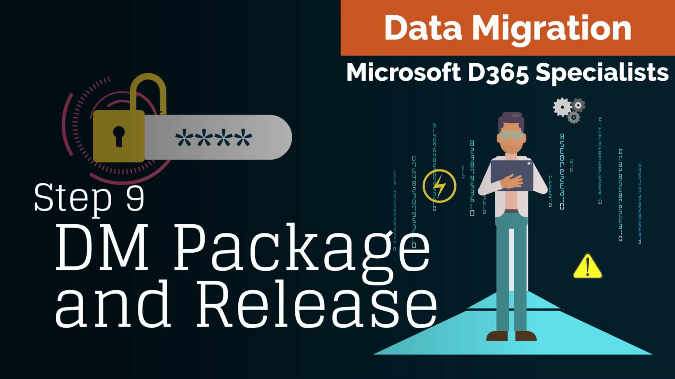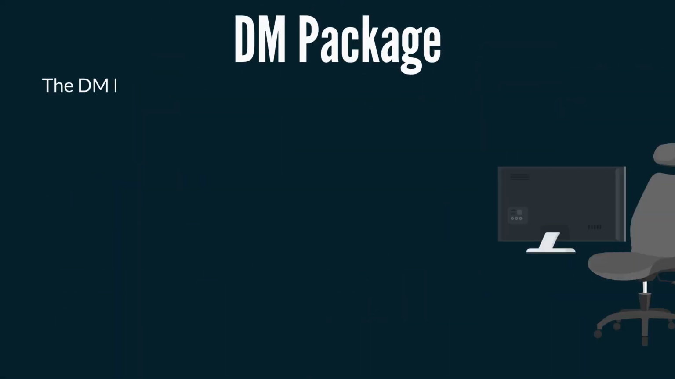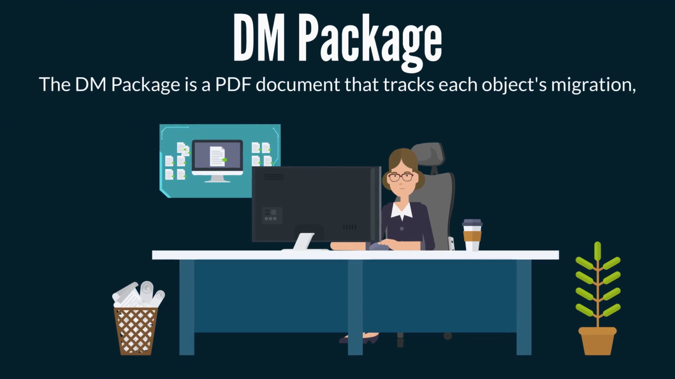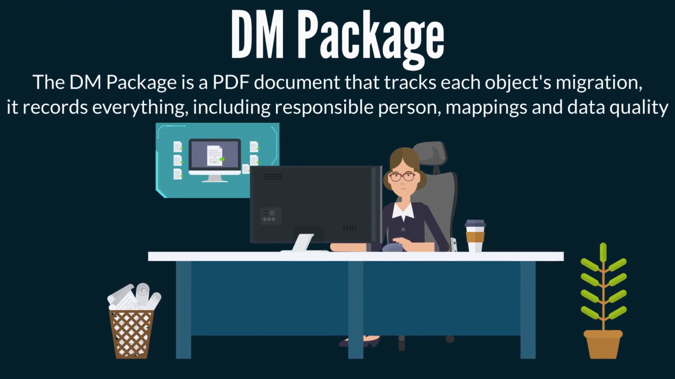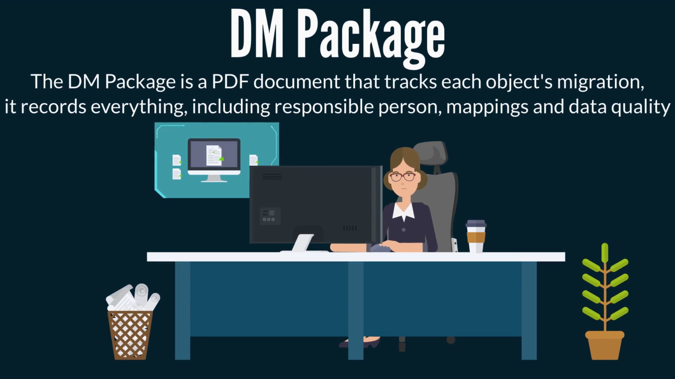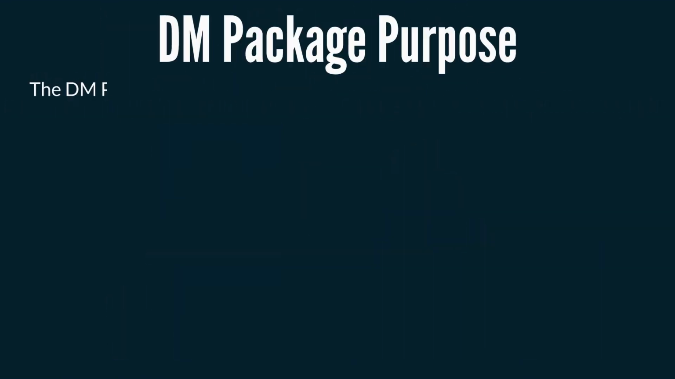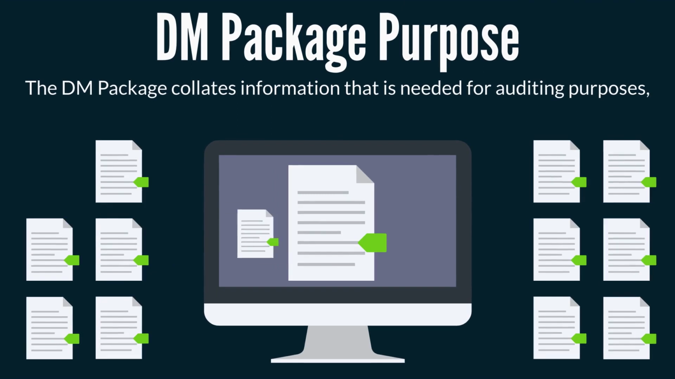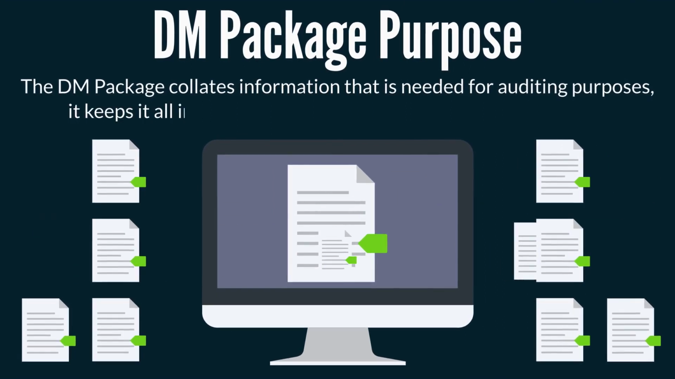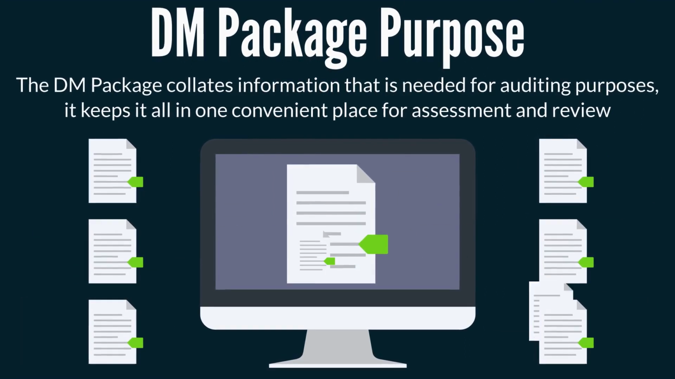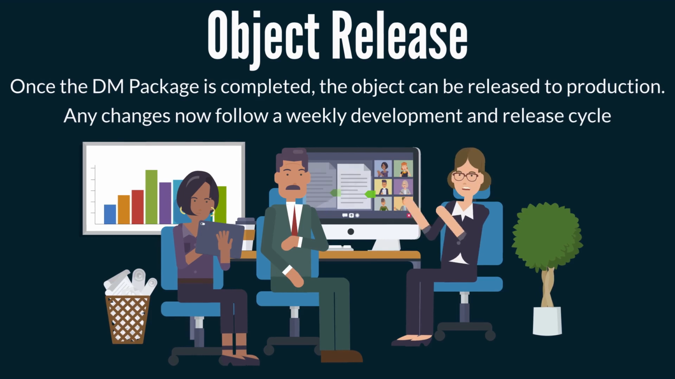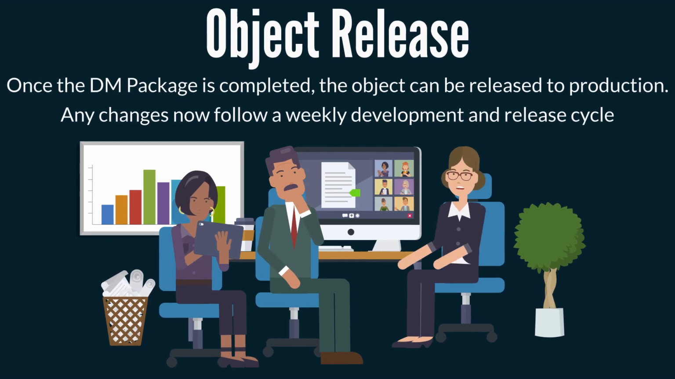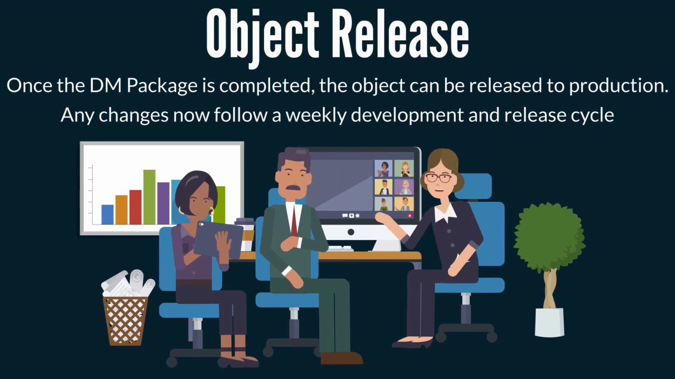Step 9, DM package and release. The DM package is a PDF document that tracks each object's migration. It records everything, including responsible person, mappings, and data quality. The DM package collates information that is needed for auditing purposes. It keeps it all in one convenient place for assessment and review. Once the DM package is completed, the object can be released to production. Any changes now follow a weekly development and release cycle.